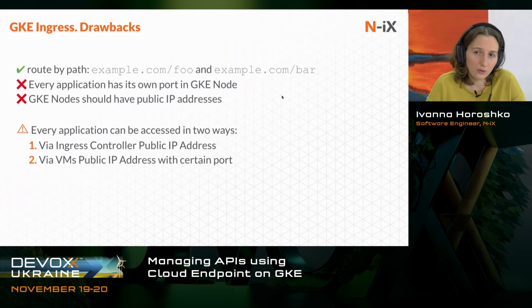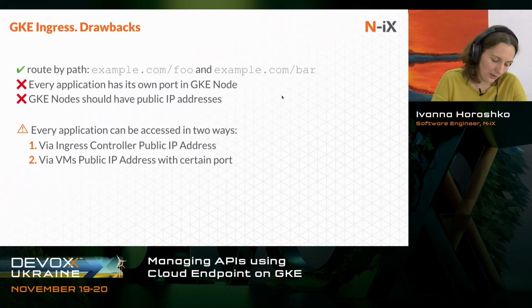And if you are using GKE Ingress and if you are using a node port, it means that your VMs, your nodes, have to have public IP addresses. Maybe that's overkill. That didn't work for me. That's why I decided to move further and look for other solutions to get what I want. So this approach didn't work for me either.